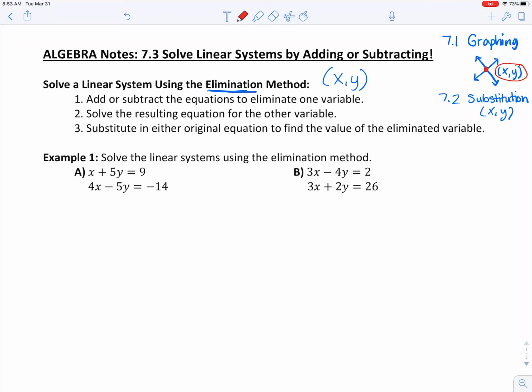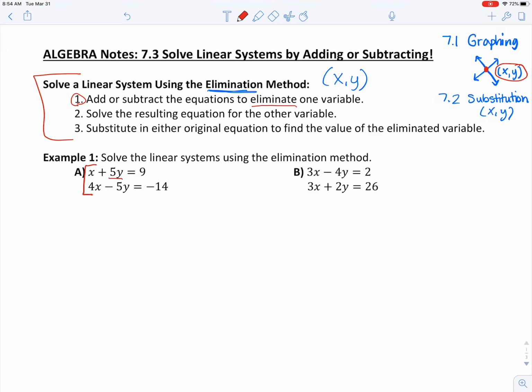All right, so let's take a look at these steps to solve by using the elimination method. The first step says add or subtract the equations to eliminate one variable. And the word eliminate really means to get rid of, okay? So taking a look at our example 1, letter A, in this one we are solving by using the elimination method. So if I'm following step 1, I want to either add or subtract these two equations together so that one of the variables eliminates.